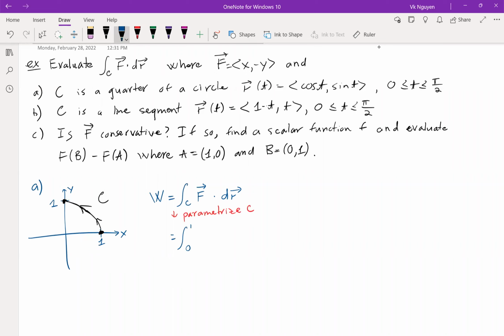Integral from 0 to pi over 2, right? x is cosine t, y is sine t, and then dot the derivative, which is r prime of t. So the derivative of cosine is negative sine, the derivative of sine is cosine, dt.